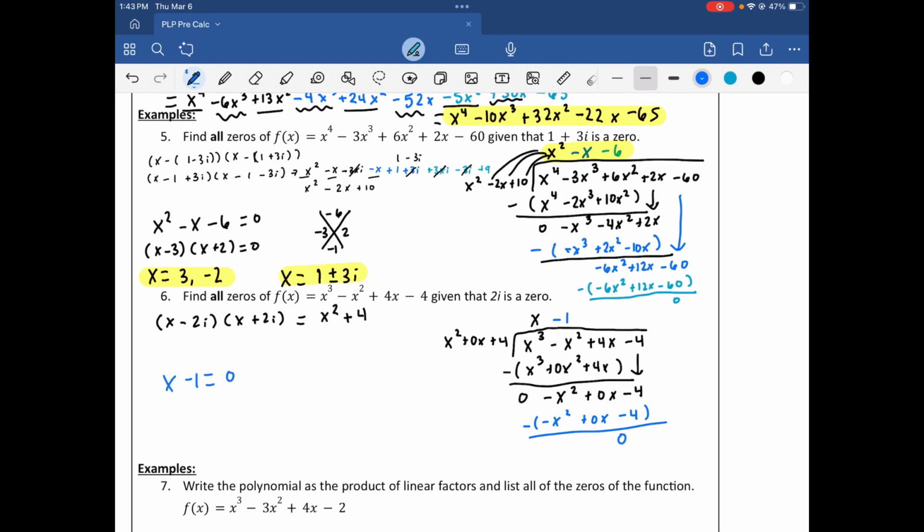This one, again, much easier. We are left with just x minus 1 equals 0. So our x that results from that is a 1. And then we also have our x's from the given. So x is equal to positive and negative 2i.